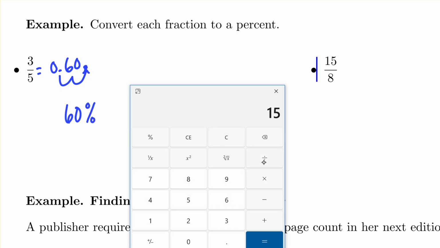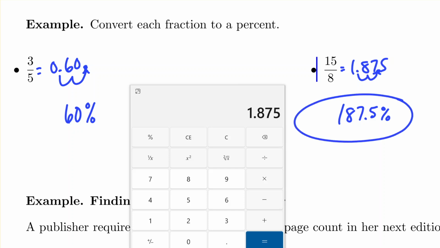15 divided by 8 is a decimal of 1.875. Move the decimal place 2 places, and we get 187.5%.